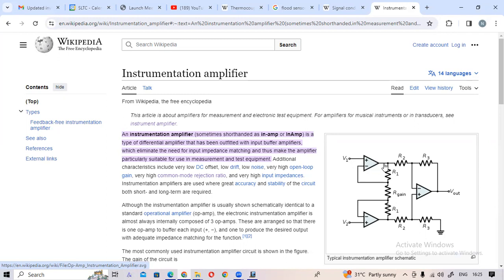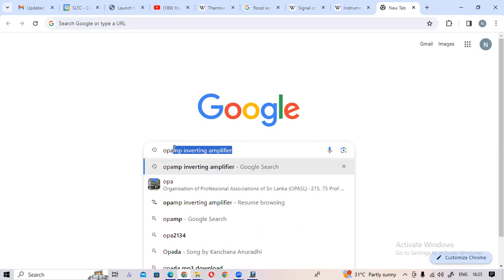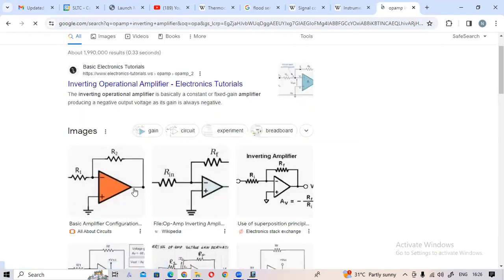So if you consider a normal feedback amplifier, an operational amplifier, the op amp inverting amplifier, no? That is a feedback amplifier. So this amplifier amplifies the voltage difference of this. So this kind of inverting amplifier is a differential amplifier.